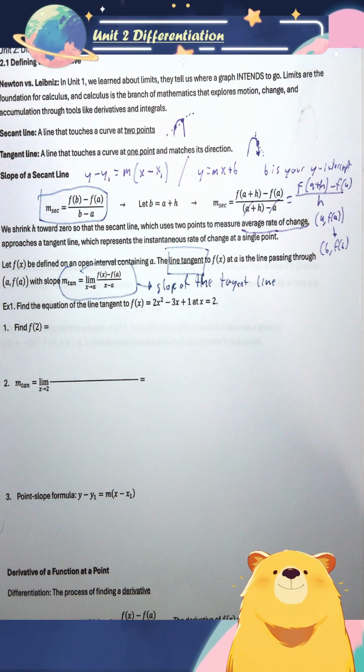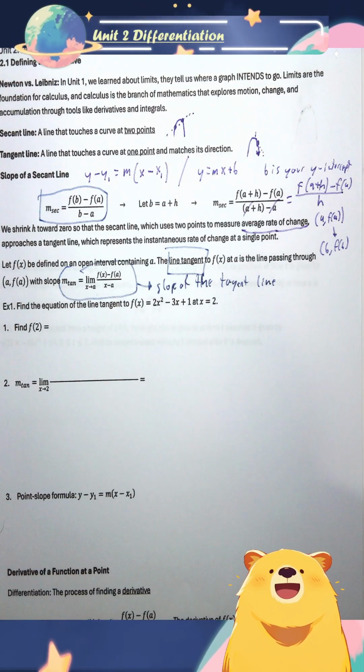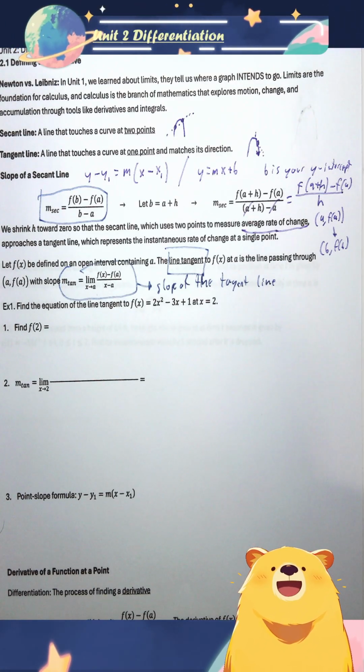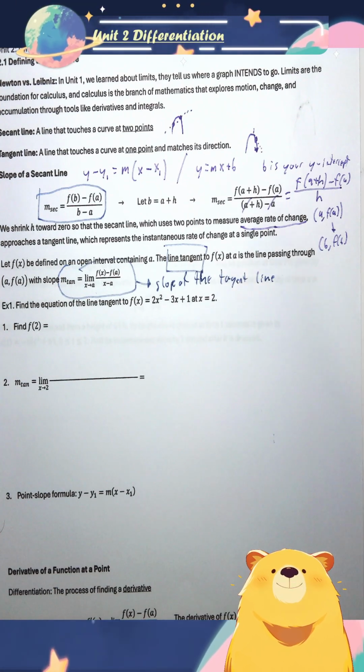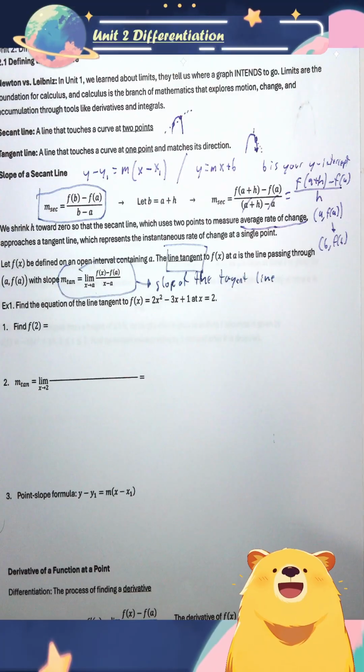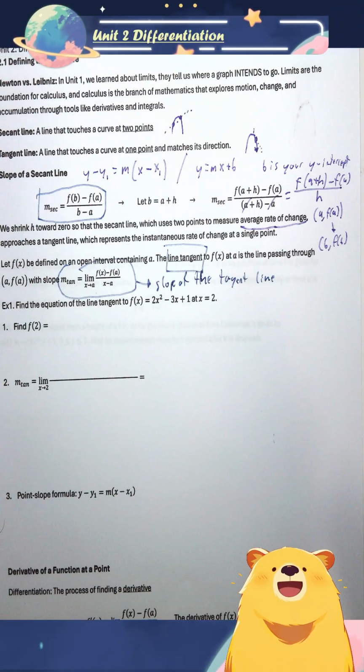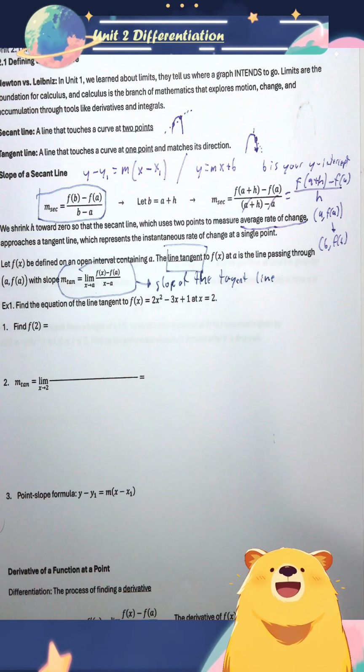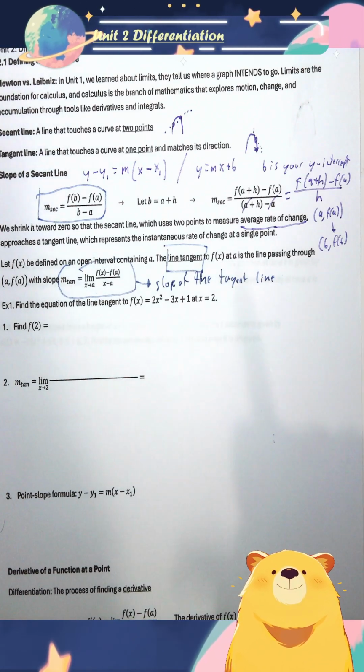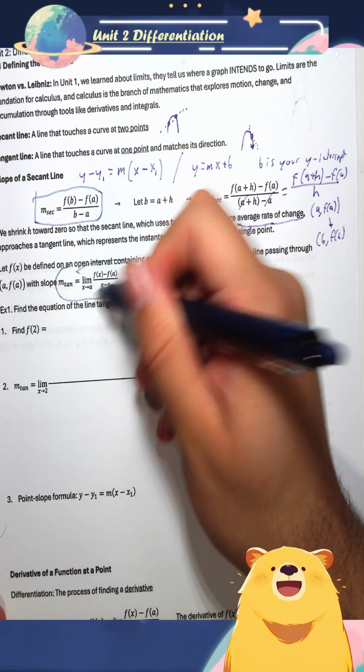All right. So, let's start with the problem. Find the equation of the line tangent to f of x, which is 2x squared minus 3x plus 1, at x is equal to 2. So specifically, we're finding the tangent line at 2. So we're basically going to be filling this in.